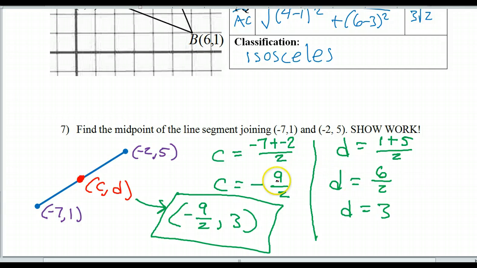Okay, so that is how you do that. If you remember that these are the average, for when you do the average, which makes sense for something that's in the middle, you always add them up and divide by 2. So that will help you not get confused and think we're going to subtract like we do for slope and like we do for the distance formula.